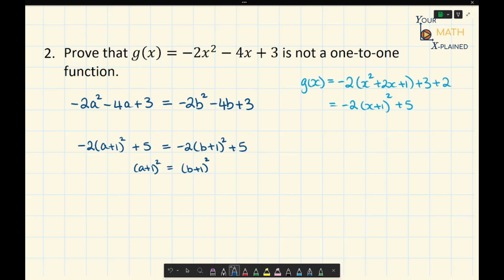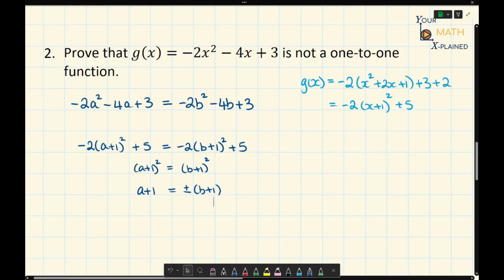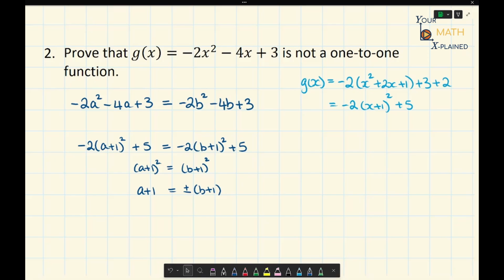So if we square root both sides, we end up with a plus 1 is equal to, and remember we have to have a plus or minus in front of our b plus 1. And the reasoning is because when we square both sides, one side could have been negative because once we square it, it becomes positive. So when you're square rooting both sides, we must always remember to take both the positive and the negative root.